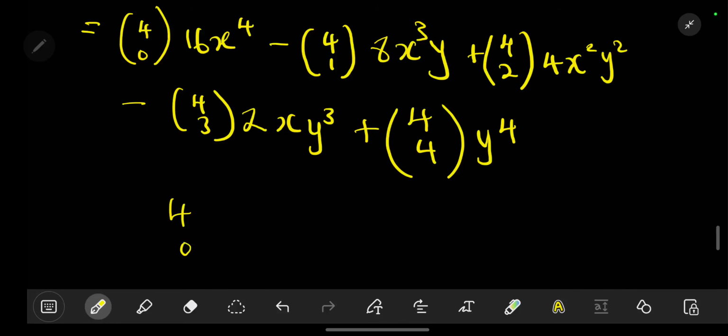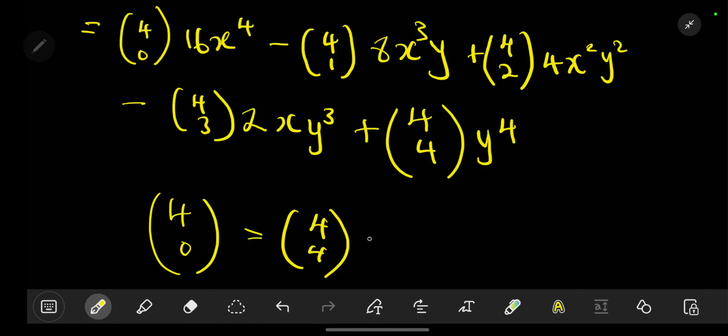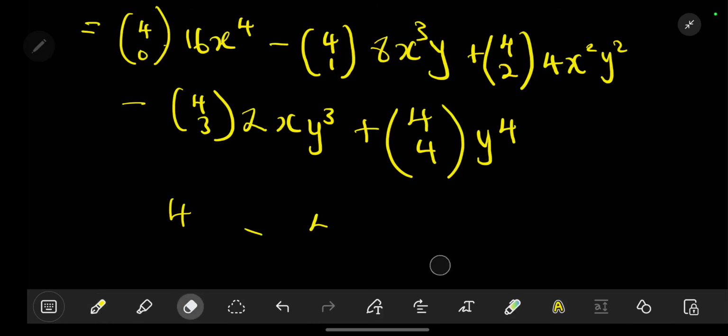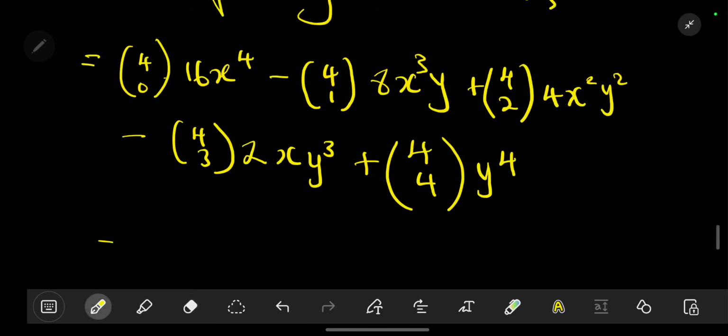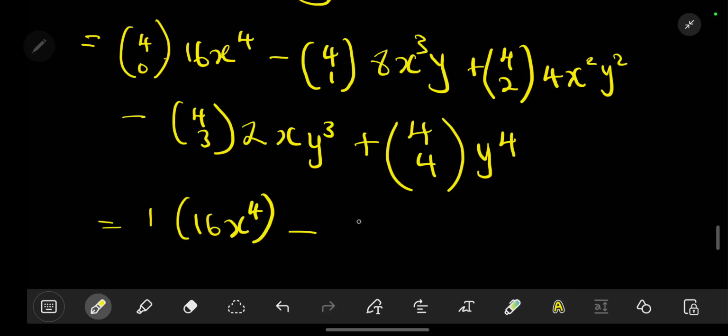So remember, any number combination 0 is the same as itself combination itself, which should be equal to 1. So wherever you see this, just know that it's 1. So we are going to have 1 times 16x to the power of 4, minus 4 combination 1. Any number combination 1 is itself, so the result will be equal to itself. Those are some of the things you need to know.